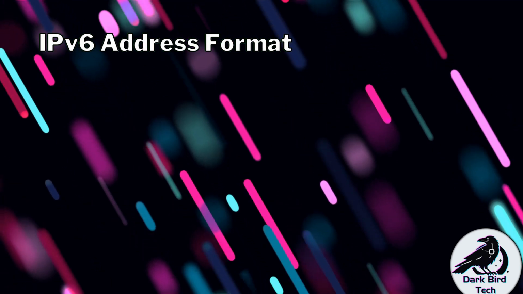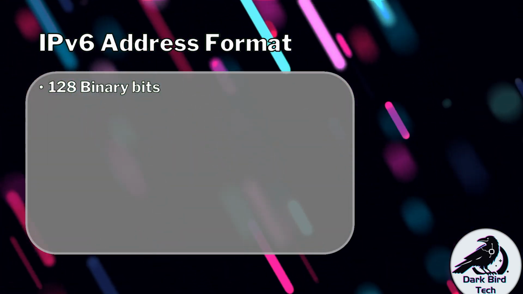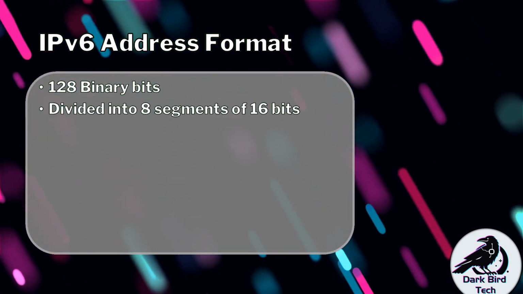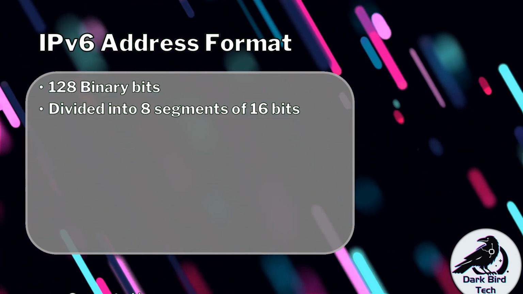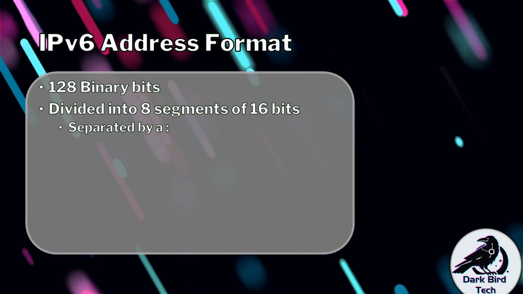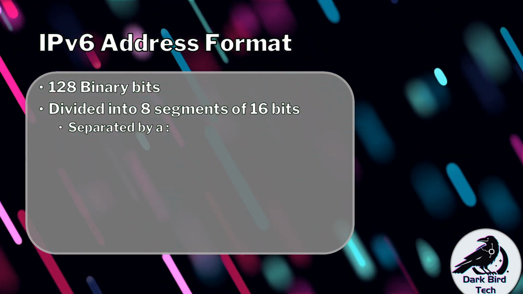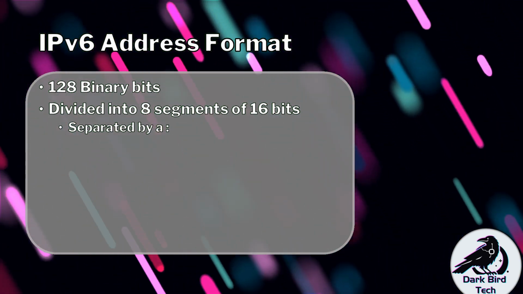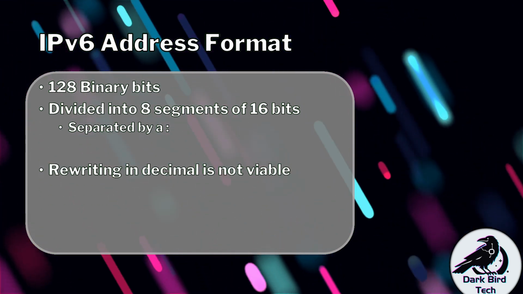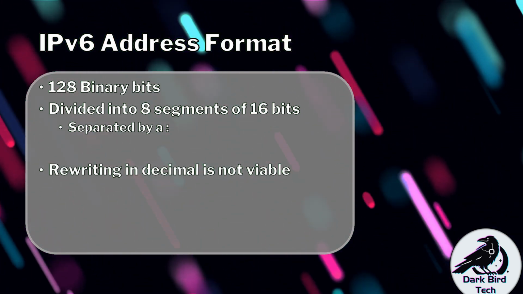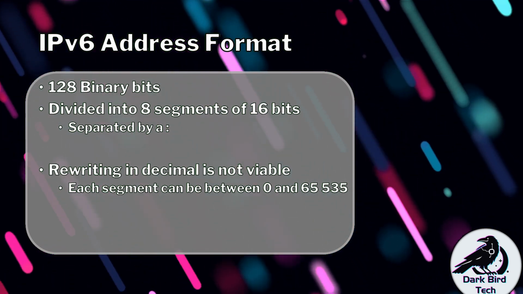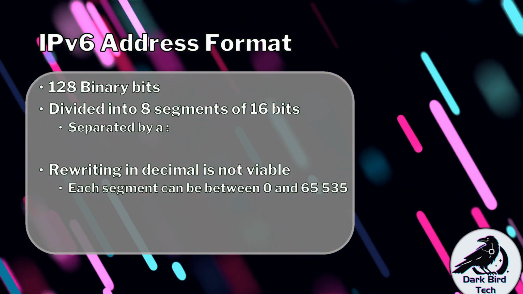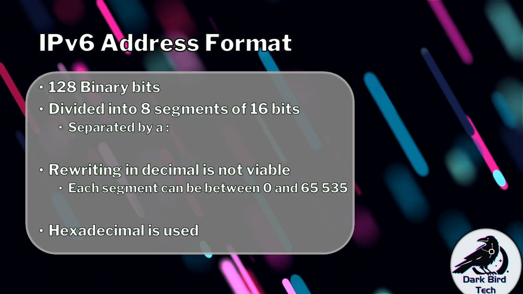Now, one of the things that I think puts people off IP version 6 mostly is the address. It's 128 binary bits long, and we divide it into 8 segments of 16 bits, where we separate each segment with a colon. Now, the big pain point is basically how we write this thing. If we were to try and rewrite the 128 bits in decimal, it wouldn't work out very well, as each of the 8 segments could be a value between 0 and 65,535. So we tend to use hexadecimal instead.